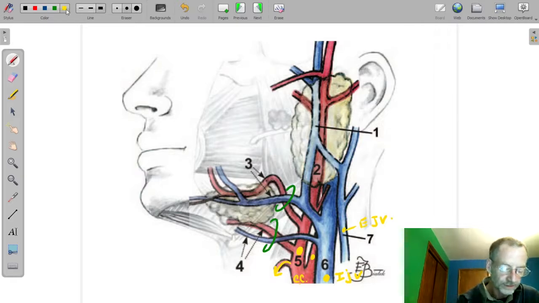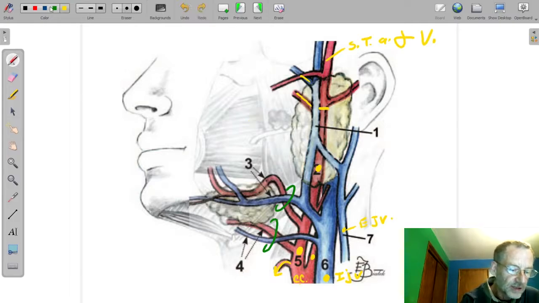And then number 2 here, you should be able to identify as the external carotid still. And then it ends up here, and we have the superficial temporal artery and vein, and then that would make this the maxillary artery and the maxillary vein. And yellow is just not the best color. So max, A, and V.